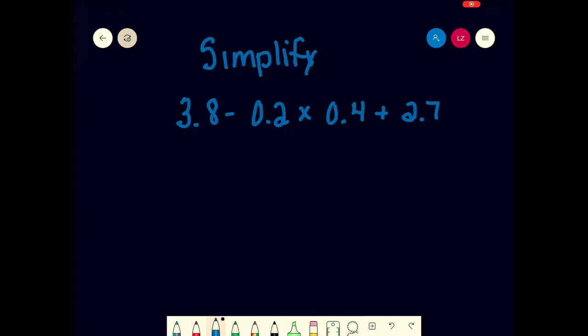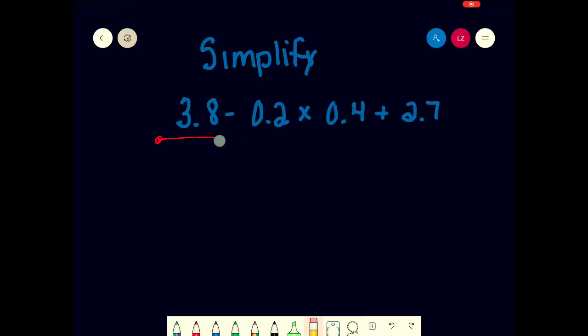And it will say simplify using the order of operations. It shouldn't even have to say that because you know that you always use the order of operations, but it's saying that to kind of remind you not to just necessarily go in order. You're not just necessarily going to start here and take 3.8 minus 2/10 multiplied by 4/10 plus 2.7. You're not going to do that. It doesn't go in order from left to right. Remember, PEMDAS. PEMDAS says parentheses first, which we don't have any. Exponents, we don't have any.